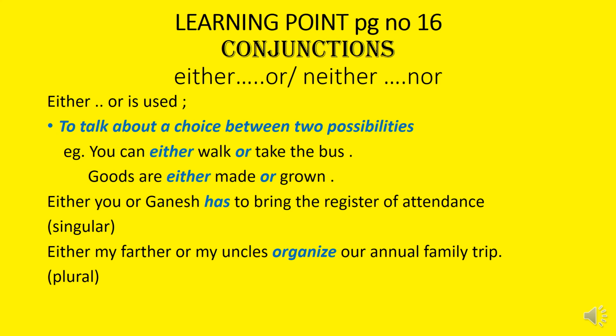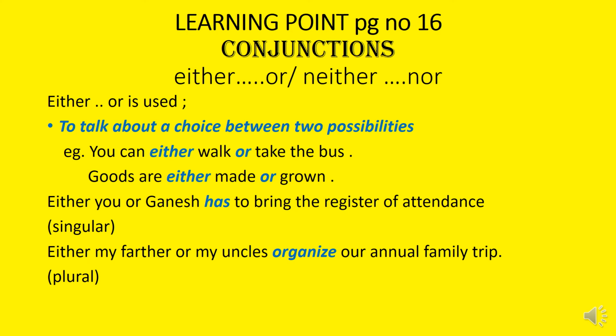Learning point, page number 16, conjunctions. So it's a grammar part. So you have to put either or, neither nor in the correct place. Also you have to learn a little bit about either or, where either or is used, to talk about the choice between two possibilities. You can either walk or take the bus. So goods are either made or grown. So it is between two possibilities.